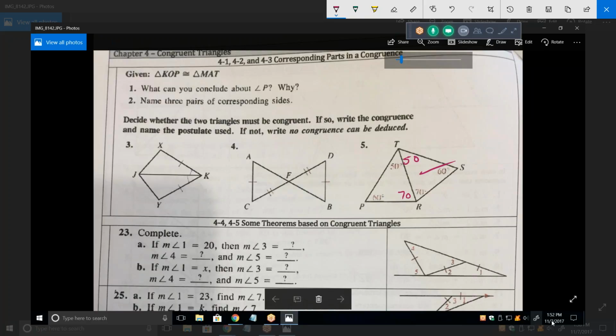No. But that would make it a 50, 70, 60, and that's not what we're looking at. The only way you get a 50, 60, 70 is if you flip it over. In other words, if you reflect it over the line TR. And then TR is the common side, and all your angles match up also. So yes, and it is based on angle side angle.